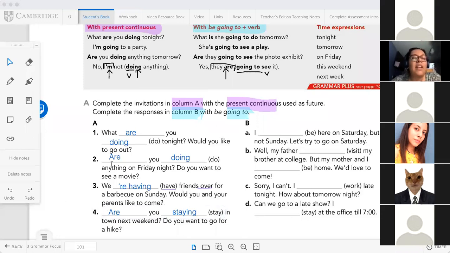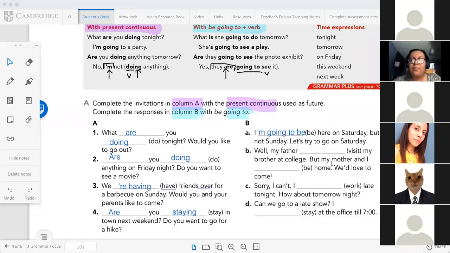So are you staying, we're having, are you doing, what are you doing? That is the present continuous. Solo lleva dos elementos, el verbo be y el verbo con ing, that's it. Now, column B, we need going to, vamos a necesitar be, going to y el otro verbo, okay? So let's see. Letter A, be here on Saturday, but not Sunday. Okay, thank you. I'm going to be here on Saturday, but not Sunday. Perfect. What about letter B?